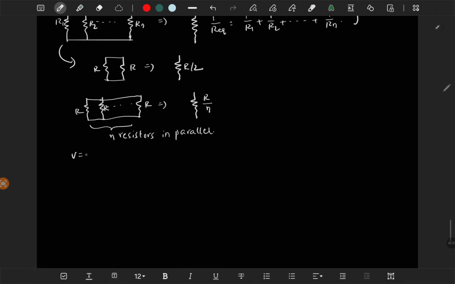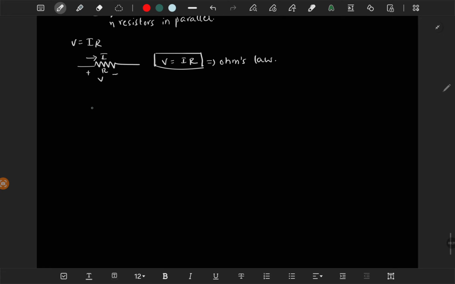And you know Ohm's law: V is equal to IR. If you have a resistor, and there is some potential difference V across it, or some current flows through this resistor, then you can write the potential difference as the current flowing through the resistor times the resistance value. So this is Ohm's law. And this also we know, I think, the voltage division rule and the current division rule.